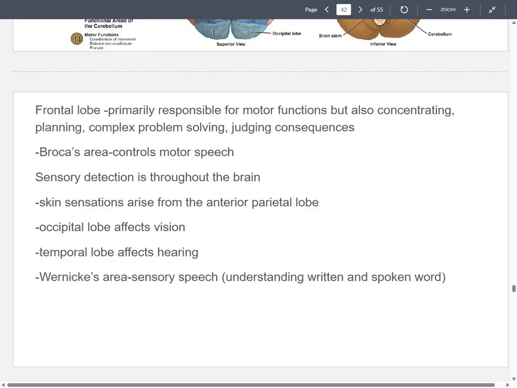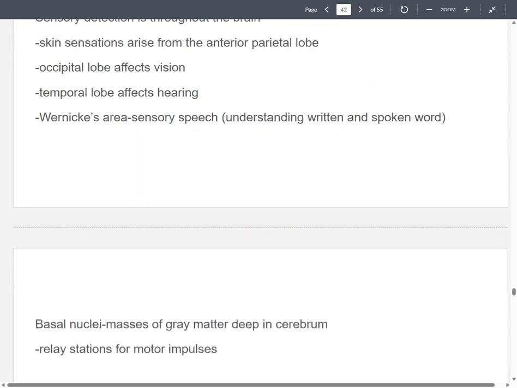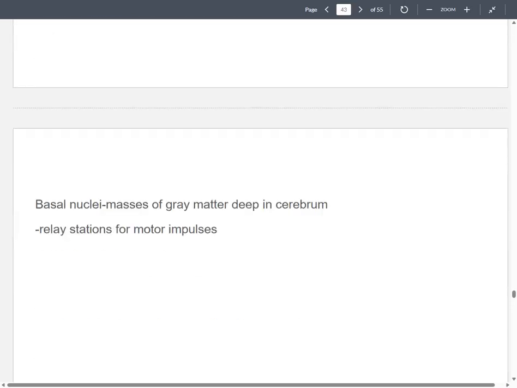Here is the written version of that previous slide. So in the anatomy section of the brain, and actually in the physiology section, we end up mentioning, sometimes in passing and sometimes in deep discussion, these masses of gray matter deep in the cerebrum. Remember, gray matter is our unmyelinated, and they're called the basal nuclei. There are many of them. These basal nuclei are going to be clusters of cell bodies that are basically acting as relay stations for motor impulses.